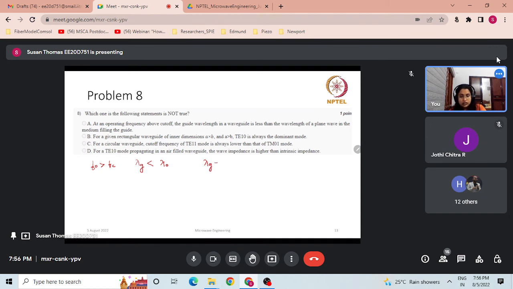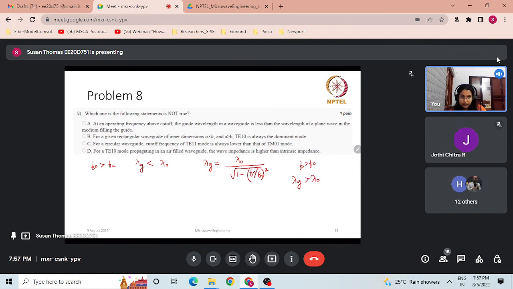Lambda g is equal to lambda naught divided by square root of 1 minus (fc by f naught) the whole square. Suppose we are operating at a frequency f naught greater than fc. Whenever f naught is greater than fc, you will get fc by f naught less than 1. If you subtract that from 1, it will be a number less than 1. And lambda naught divided by a number less than 1 will give you lambda g greater than lambda naught.